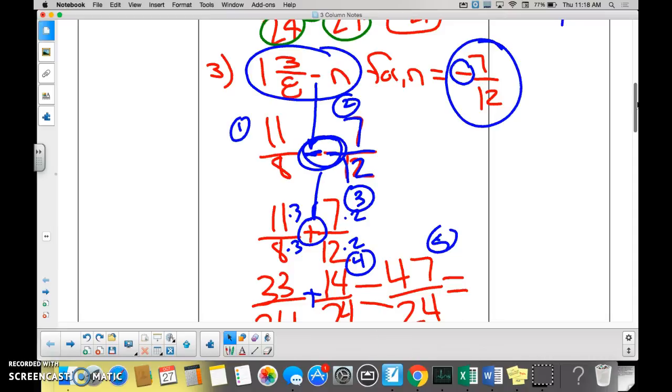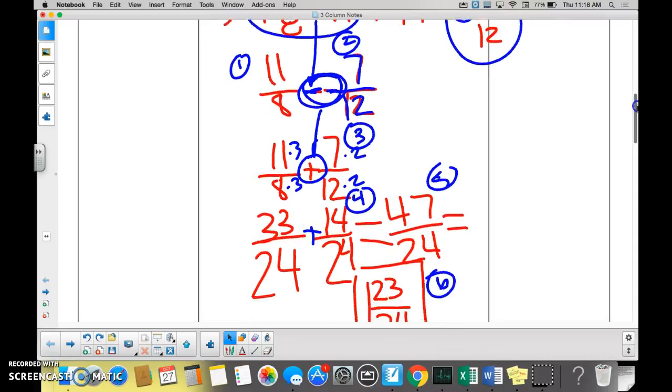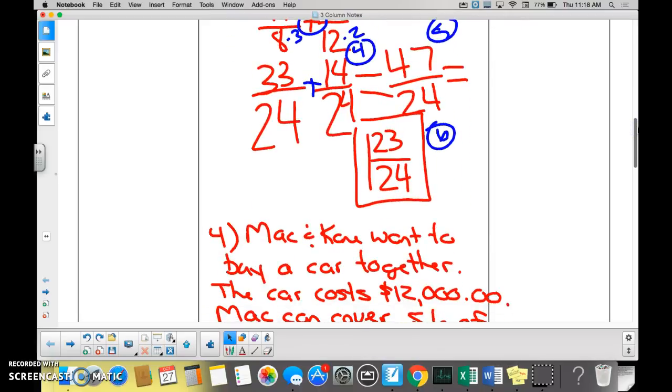And then we just did our thing, getting common denominators, converting to an improper, because you can never answer in improper form, right? Yes? No? And we converted the improper to a mixed.